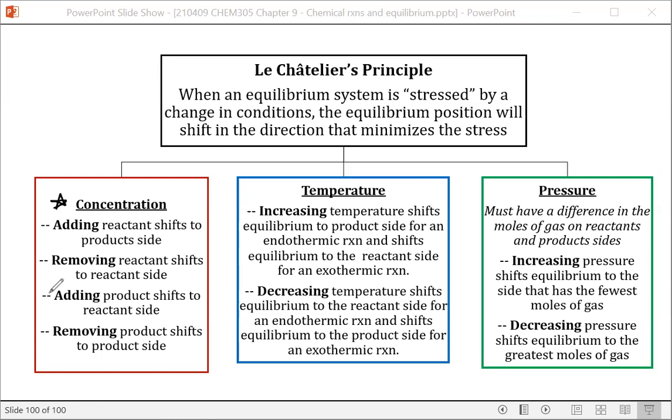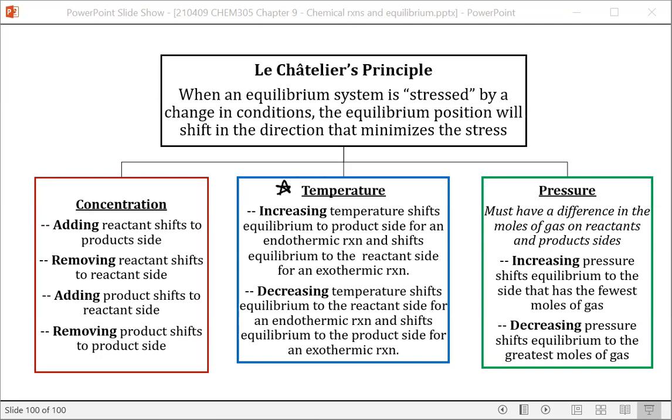If we add product, adding product is the stress. We're going to want to get rid of that stress, is what Le Chatelier's principle says. And so it's going to shift the reaction to the reactant side to get rid of that product that was just added. It's going to favor the reverse reaction. And if you remove a product, it's going to shift the reaction to the product side. Again, removing the product is the stress, and to readjust, it's going to want to replace the product that was removed. So it's going to make more products and favor the forward reaction.